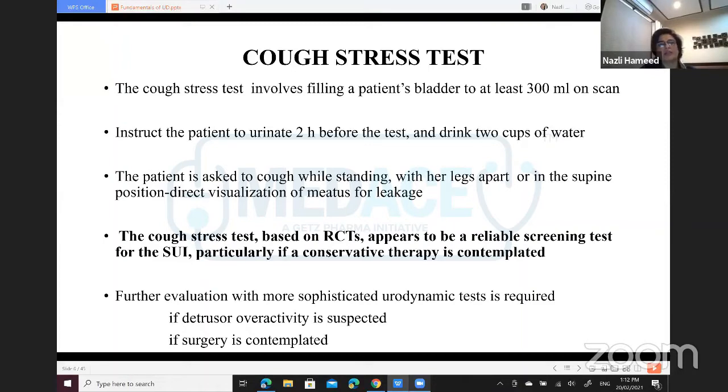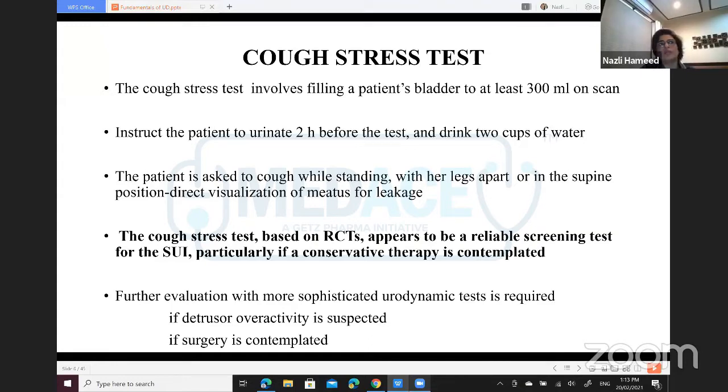And then after 2 hours, we call the patient in. The patient is asked to cough while standing with the legs apart, or in a position where the urethral meatus is directly visible. And the cough stress test, based on randomized controls, appears to be a reliable screening test for stress urinary incontinence, especially if a conservative therapy is contemplated.